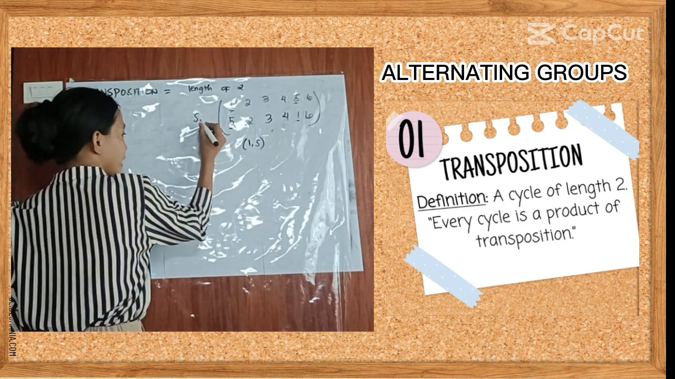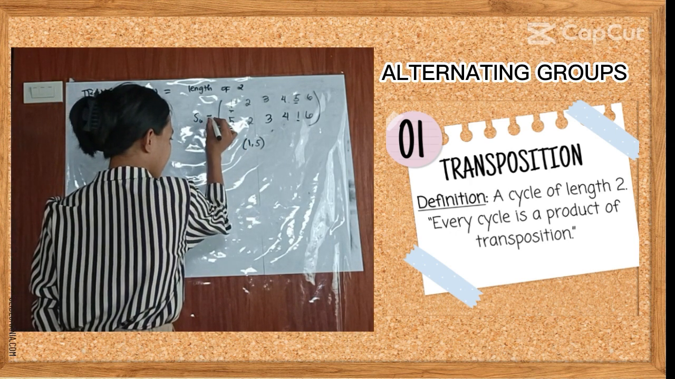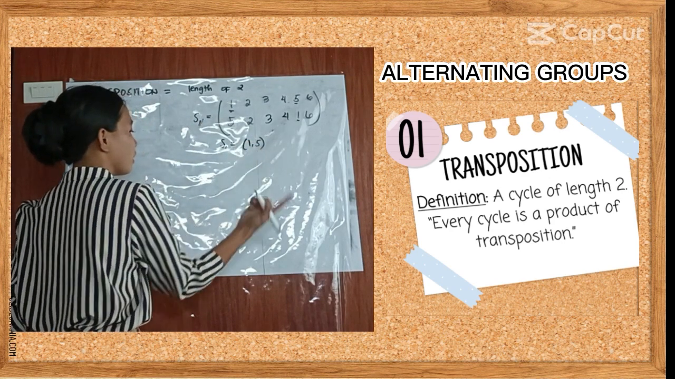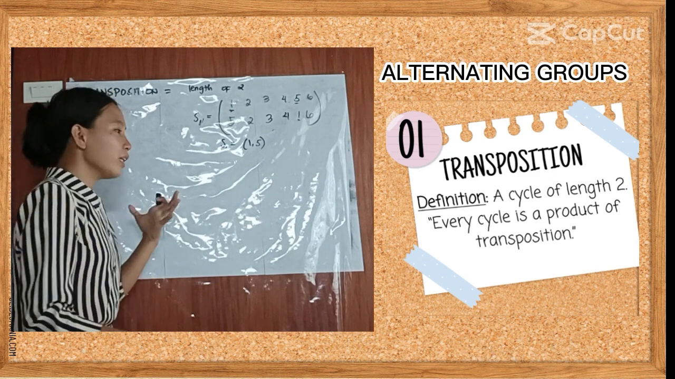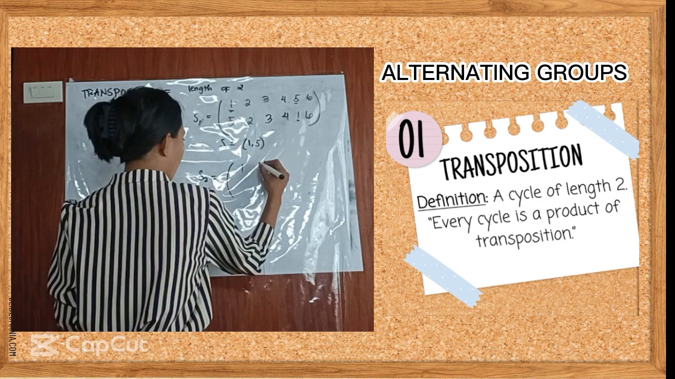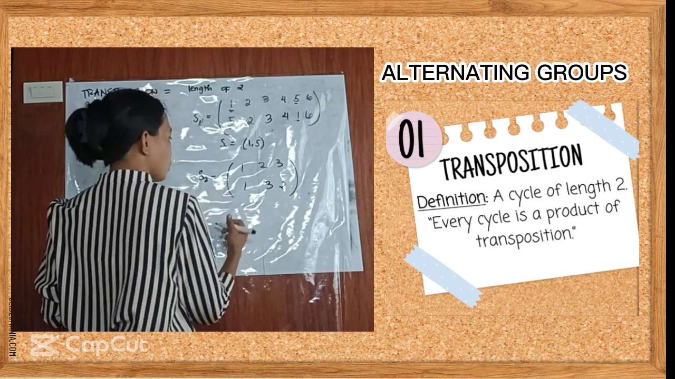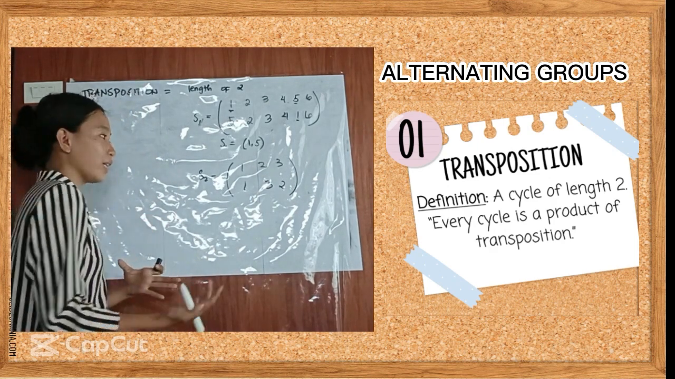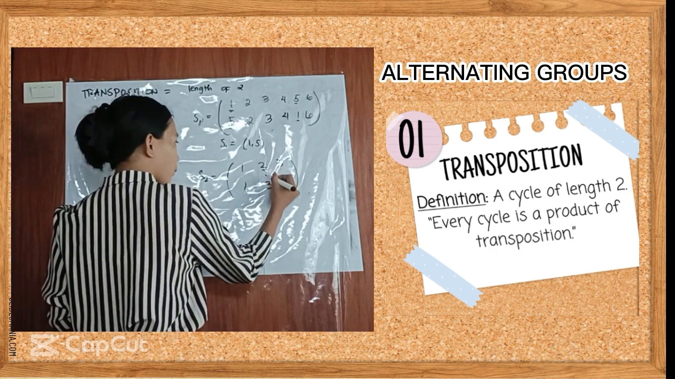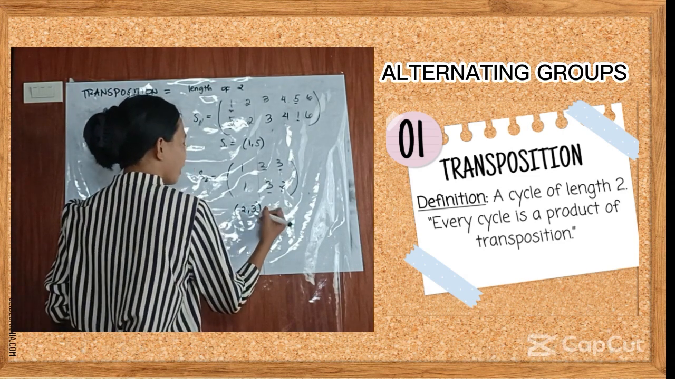So let's say, for example, S sub 1 is 1 and 5. Again, let's have an example. We have S sub 2, which is 1, 2, 3 mapping to 1, 3, 2. So we have 1 to 1, and we don't need to write the 1, 1 itself. We're going to write 2 to 3, 3 to 2. So we have 2 and 3.